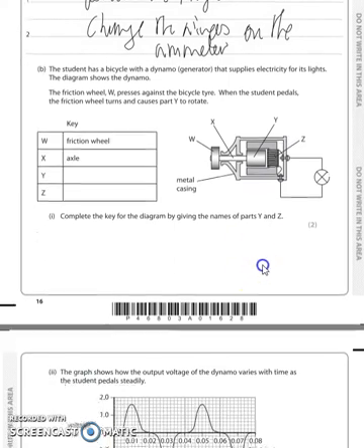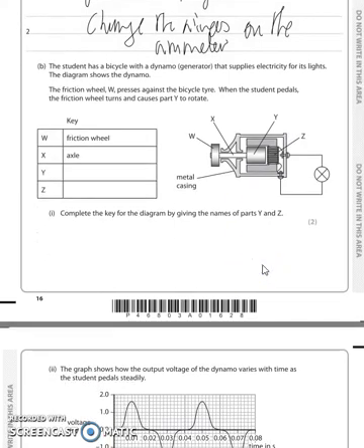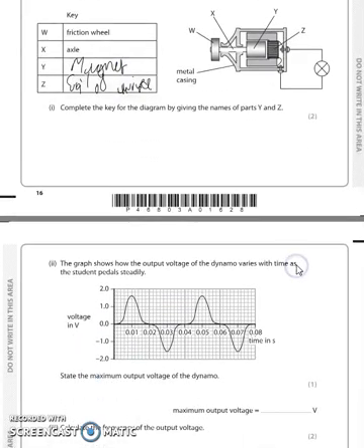The student has a bicycle dynamo. These are the different parts of the dynamo. We're asked to identify what Y and Z is. Z is going to be a coil of wire. Terrible handwriting. That should be an R. Coil of wire. What does that leave Y to be? It's right next to the coil of wire, and it should be spinning. So that's going to be our magnet.